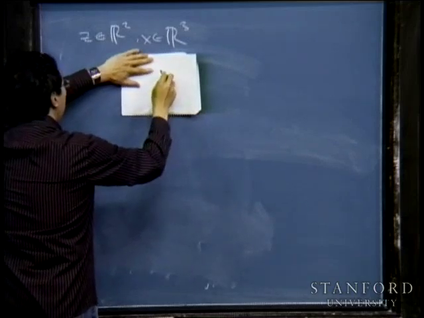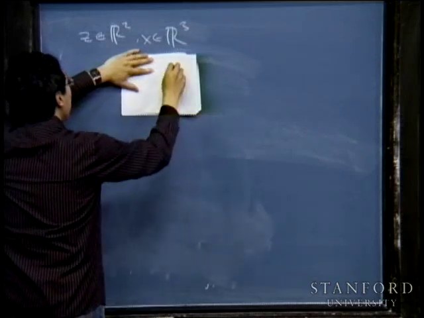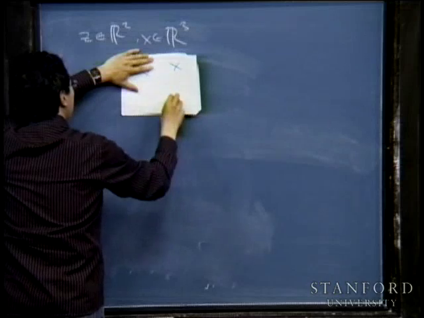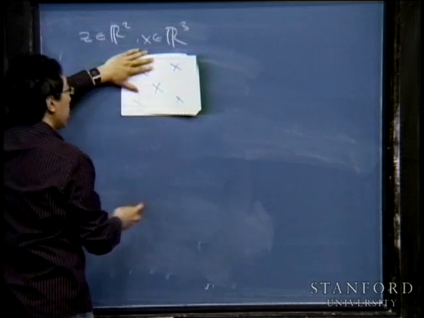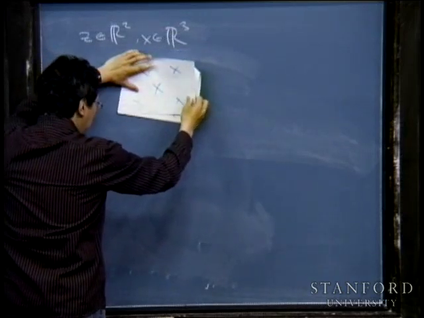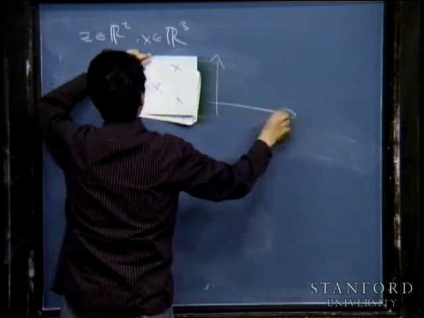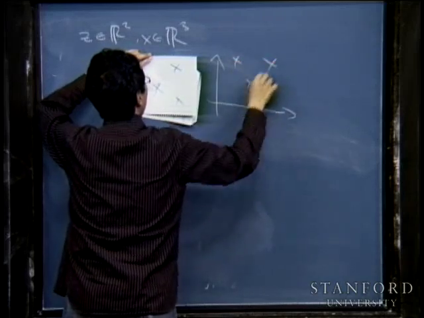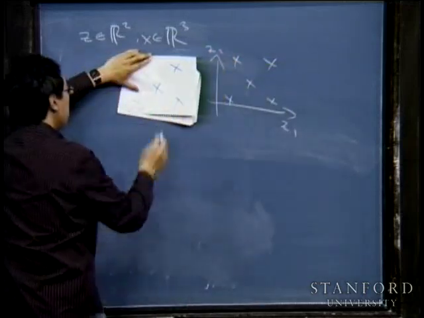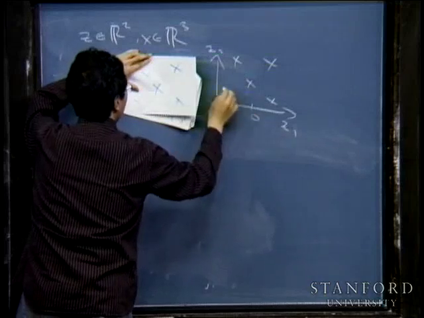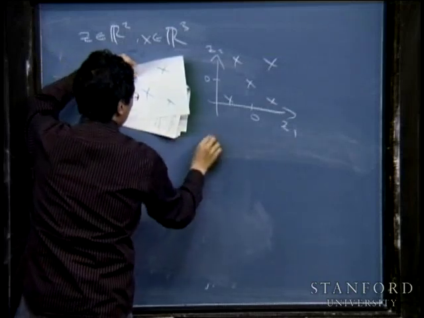Let's say the axes of my paper are the z1 and z2 axes. Here's a typical sample of points z, drawn on the z1 and z2 axes. The origin would be here, so it's centered around 0. And then we'll take this and map it to mu plus lambda z.